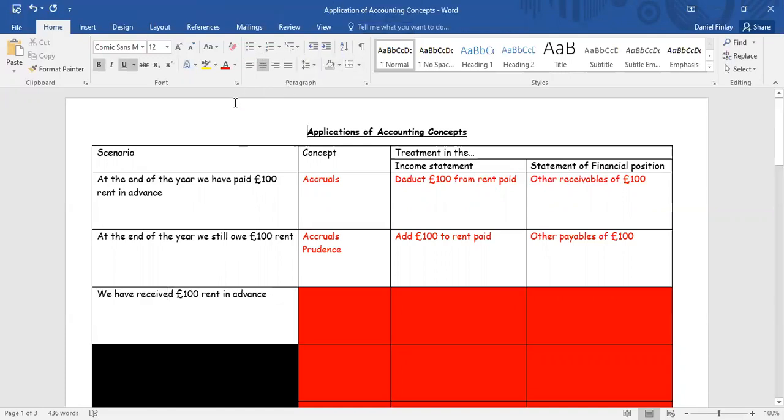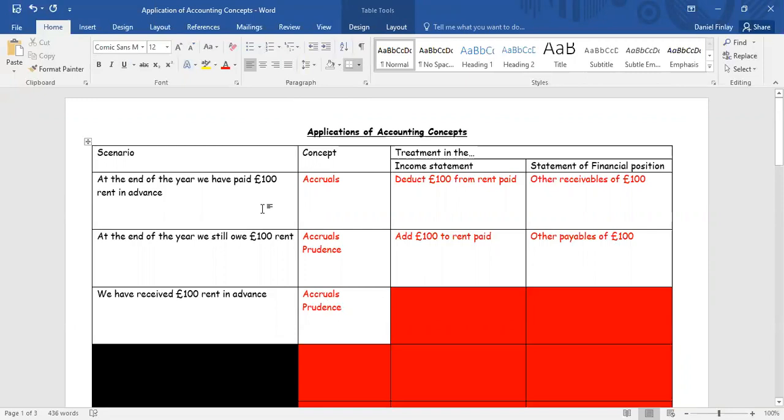Okay, next one. We have received £100 rent in advance. So this time it's income, not an expense. And we received £100 rent in advance. So therefore it's an accrual concept again, because we've got a prepayment of income, which shouldn't have been paid this year, that should have been paid next year. And also prudence, because we can't overstate our profit. If I include that £100 on our income statement, it would overstate the profit.